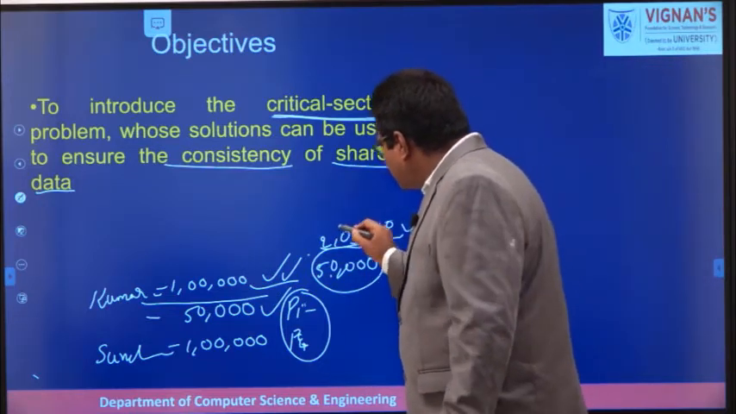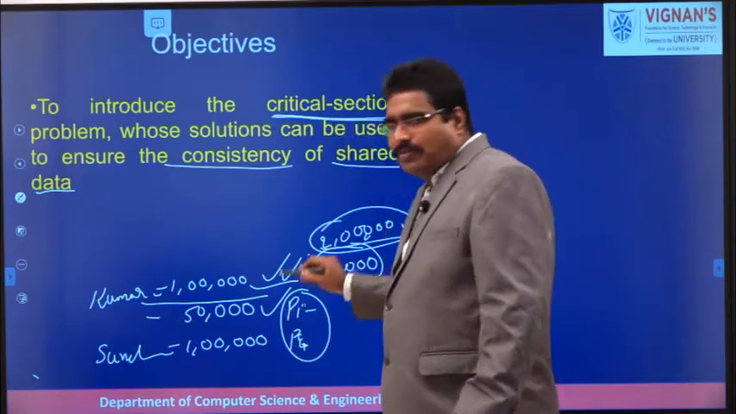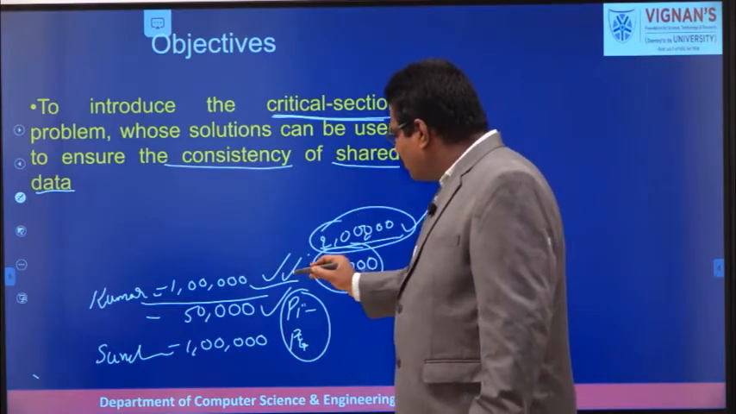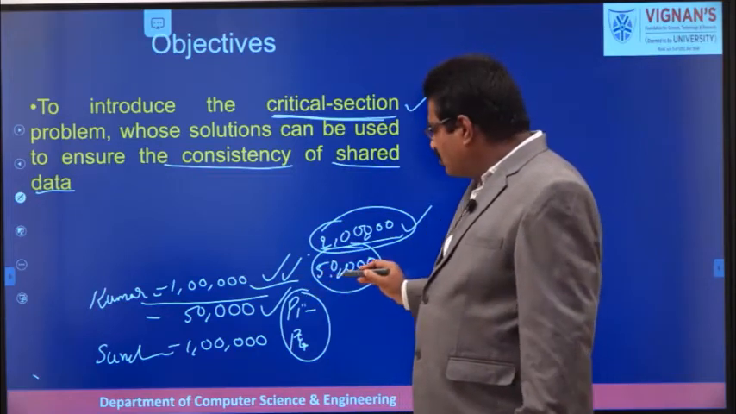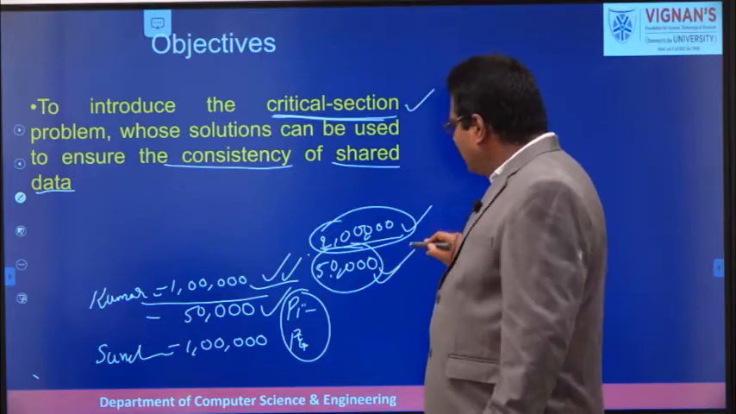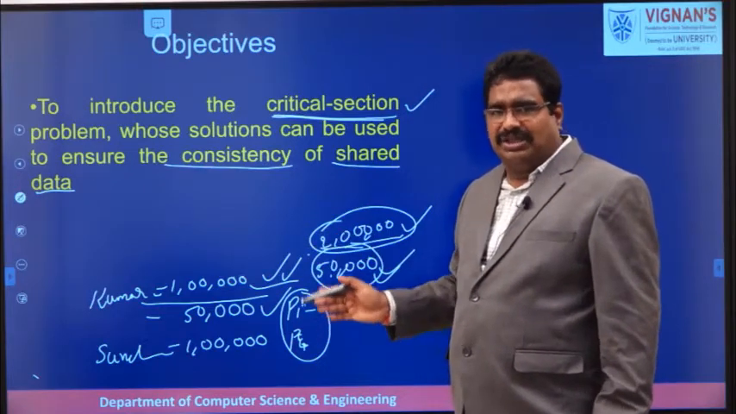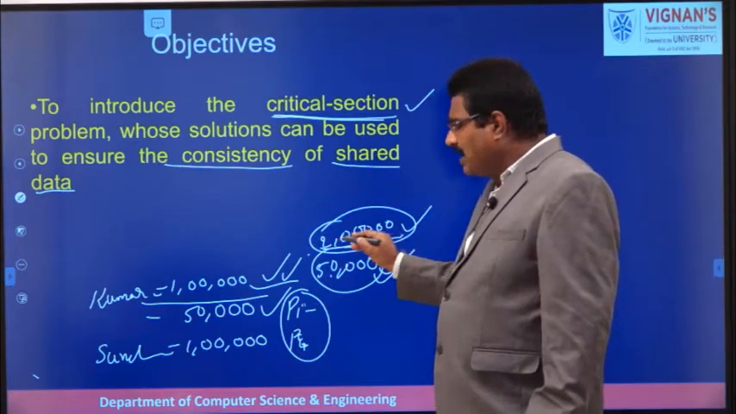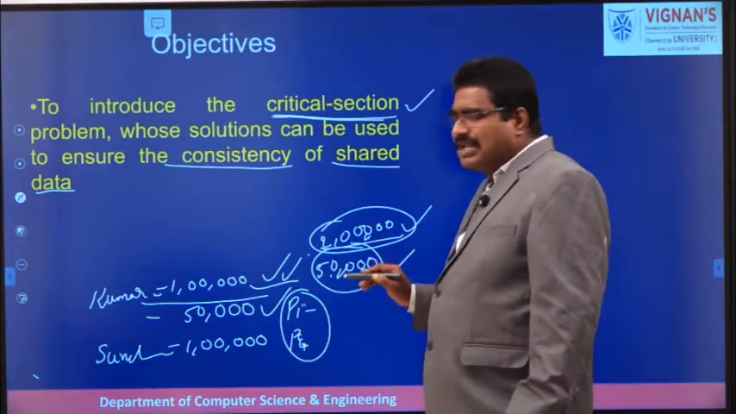For example, P2 is completed first. That is, the Sunil account to the Kumar account transaction, the amount transfer, is completed first. So the Kumar balance is replaced with 2 lakhs. Later P1 is completed, so automatically 50,000 is replaced. So the result we get is 50,000 only, instead of 1 lakh 50,000. Either P1 is completed first and P2 later, and the Kumar balance is 2 lakhs, or P2 is completed first followed by P1, and the Kumar balance is 50,000.